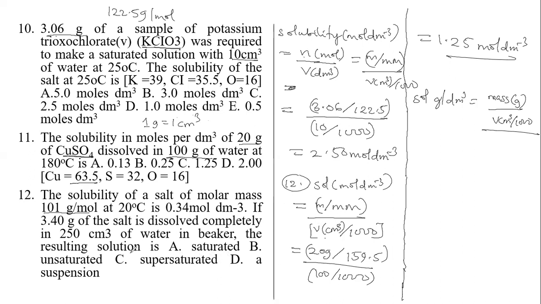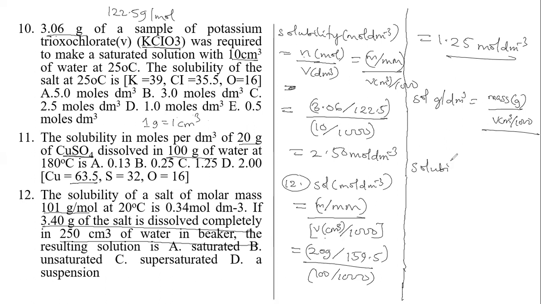Now, when you look at this question, you will first need to ask yourself: if this amount of the salt is dissolved in this amount of water, what is the solubility? So that if I compare it with this one, is it above this one? Is it equal to this one? Is it less than this one? That's what you do. So you calculate the solubility of the salt.